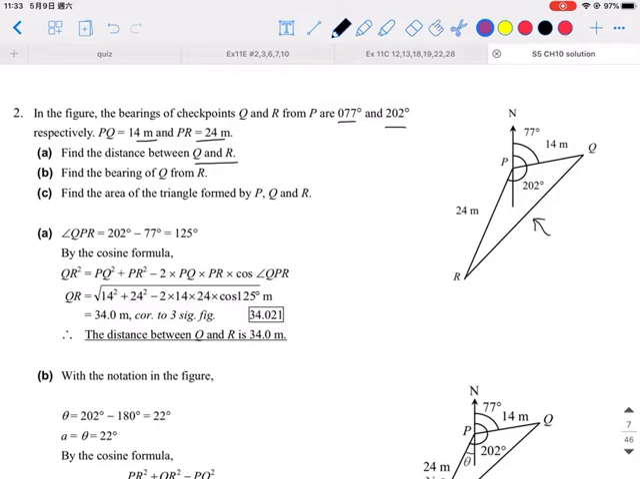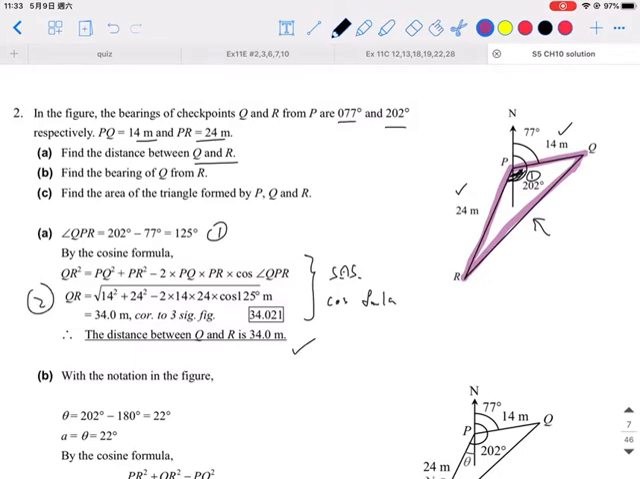According to our question, we consider this triangle, and we have two sides and the angle between them. We know it because it's 202 minus 77 degrees. So our first part is to find the angle at P, and the second part, because of the SAS format, is that we can apply the cosine formula and find RQ easily. Okay, so this is the second part.